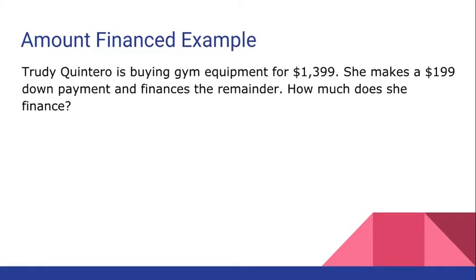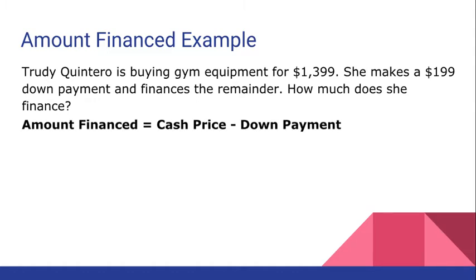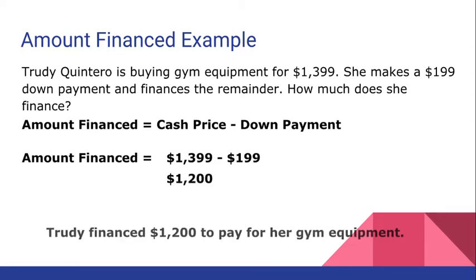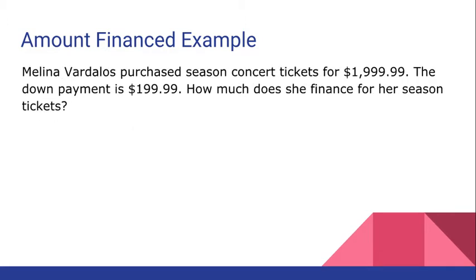So let's do an example. Trudy Quintero is buying gym equipment for $1,399. She makes a $199 down payment and finances the remainder. How much does she finance? Well, we're going to use our amount financed formula. We know her cash price is $1,399, and we know that she makes a down payment of $199. So we plug those numbers into the formula for cash price and down payment, do our subtraction, and we get that Trudy financed $1,200 to pay for her gym equipment. So let's do another one.